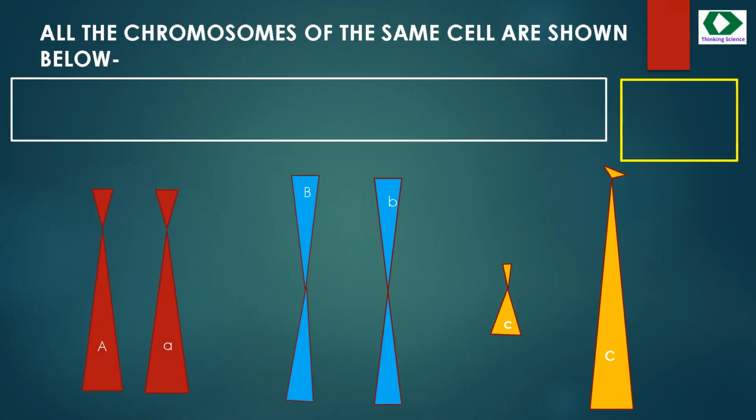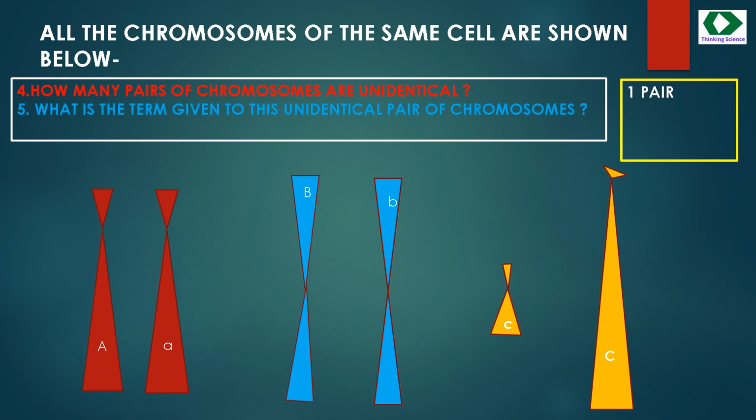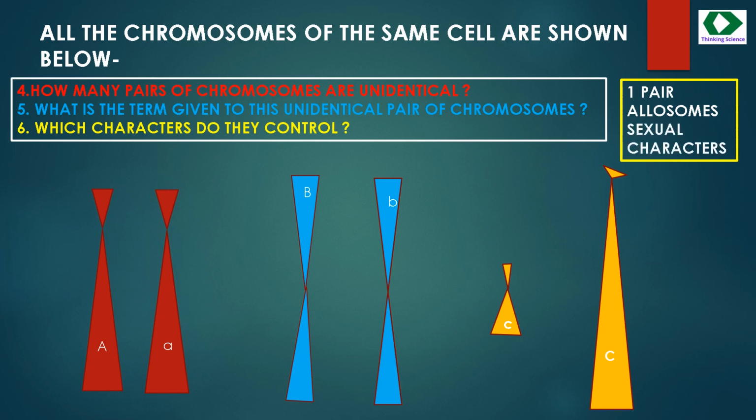The same cell is shown here again. We discussed the chromosomes which were identical. Now, how many pairs of chromosomes are unidentical? That is C, 1 pair. Now, what is the term which is given to an unidentical pair of chromosomes? Why do we call them a pair? Because there are some similarities. But why do we call them unidentical? Because there are some differences. There is 1 pair, and that pair is called allosome. Which type of character do they control? They control sexual characters.